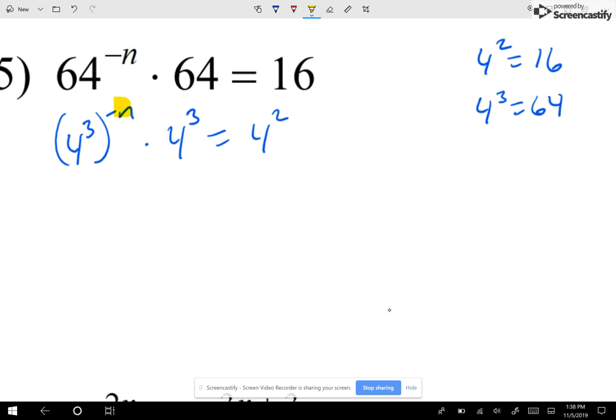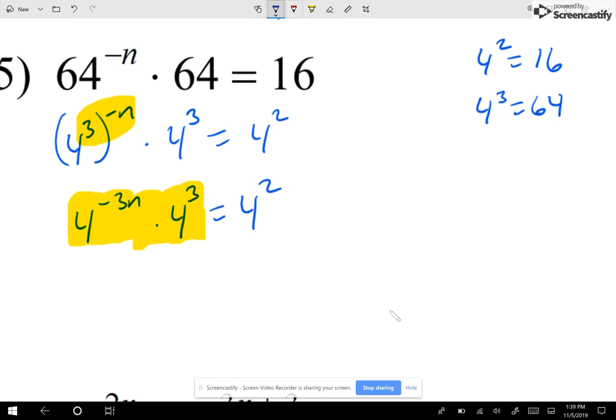When I have parentheses, I have to multiply my exponents. So let me write this as 4 to the negative 3n times 4 to the third is equal to 4 to the second. Let me combine these two. It's multiplication, so I must add. If it was division, I will subtract top minus the bottom one. But in this case, I'm going to add. I have 4 to the negative 3n plus 3 is equal to 4 to the second.